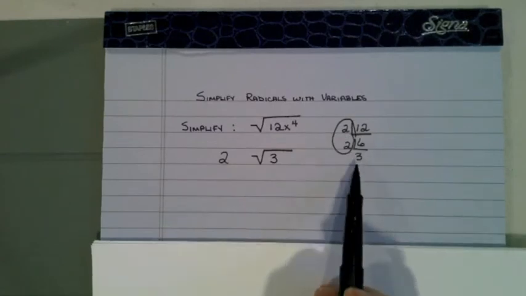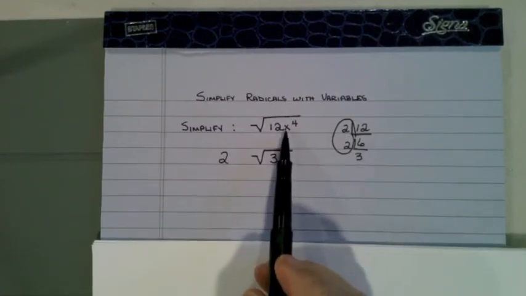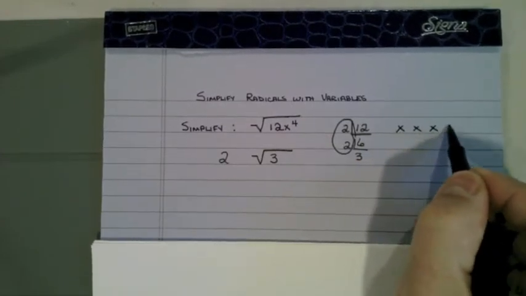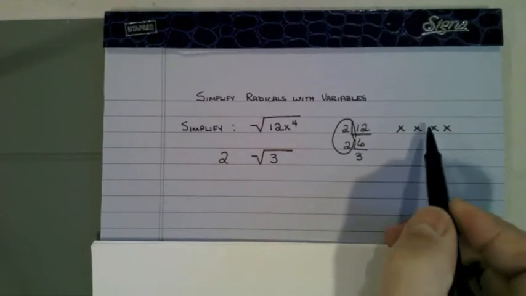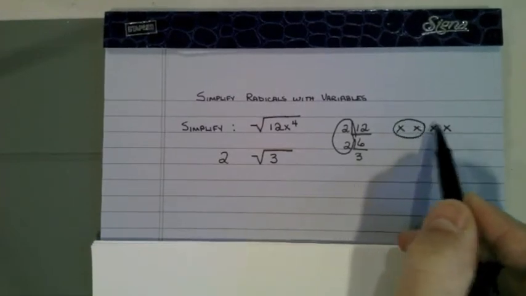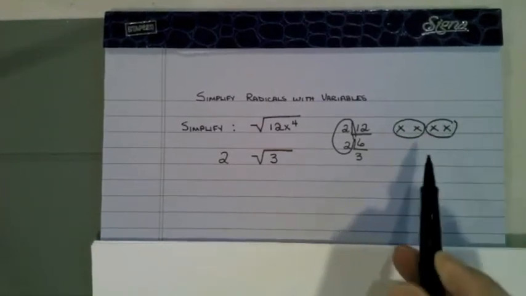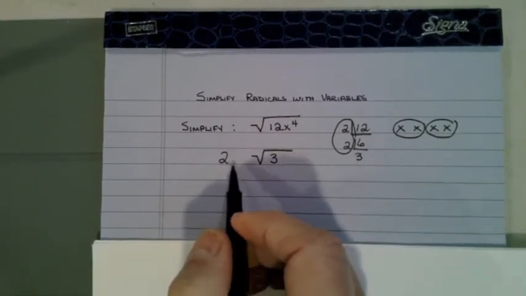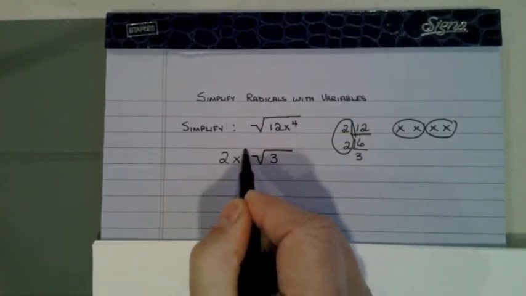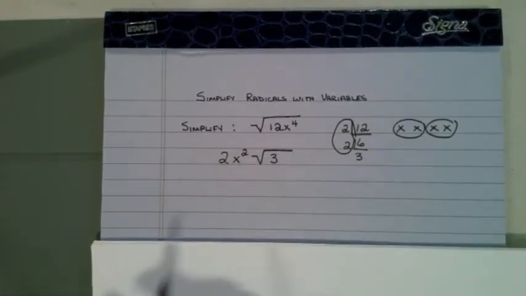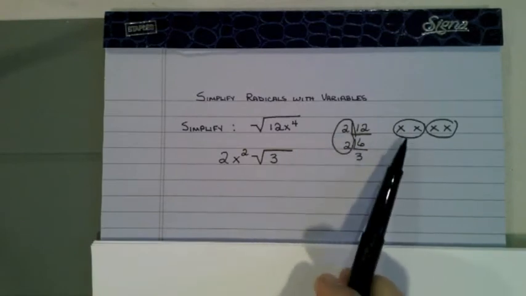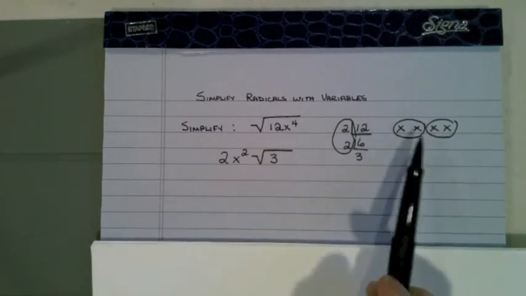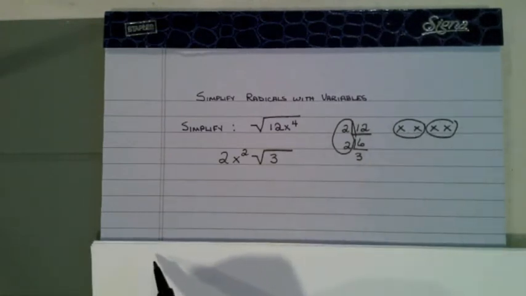I'm going to do the same thing with this variable right here. This is x to the 4th power. That means I'm going to have 1, 2, 3, 4 x's being multiplied together. And when I start pairing those up, I've got 1, 2 pairs. That means there are 2 x's on the outside. And how do I write 2 x's being multiplied together? I use an exponent, x to the 2nd power. So just like numbers, I pair the variables up. A pair allows me to write 1 on the outside. If I have any singles left over, that goes on the inside.